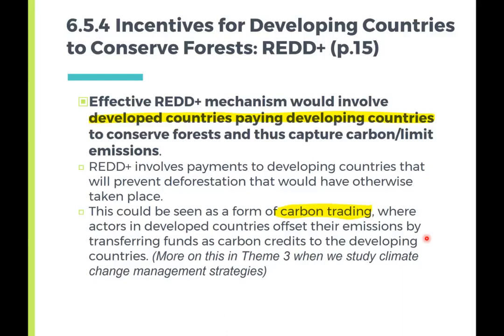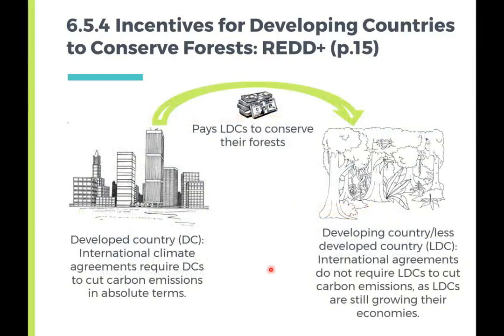How is this done? So who would pay the developing countries? Essentially, Red Plus will involve developed countries paying less developed or developing countries to conserve forests and therefore limit the carbon emissions. This is part of carbon trading. We will learn more about carbon trading when we go to Theme 3, when we look at climate change. But now I just want to briefly explain to you why would developed countries want to pay less developed countries to conserve their forests. Okay, so to understand this, we need to know what are the requirements of international climate agreements.